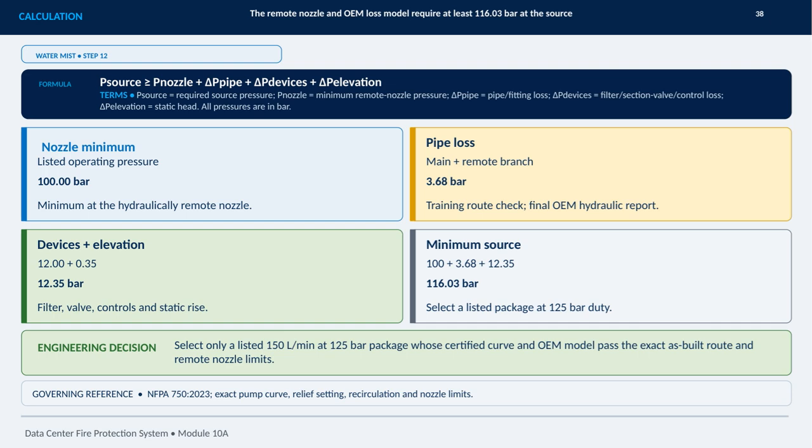The recommended engineering decision is to select a listed package rated for 150 liters per minute at 125 bar duty, providing margin above the calculated minimum. However, the package must still pass the exact as-built route and remote nozzle limits using its certified pump curve and the OEM hydraulic model. The final design should also confirm the relief setting, recirculation arrangement, and nozzle limits, with NFPA 750:2023 serving as the governing reference.